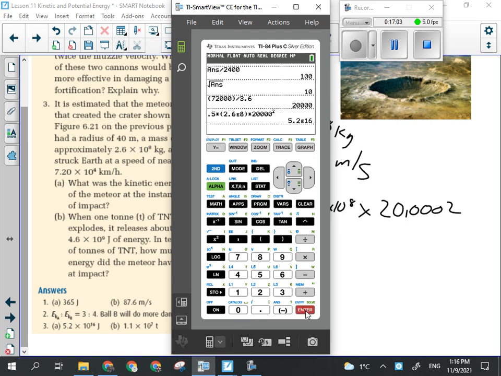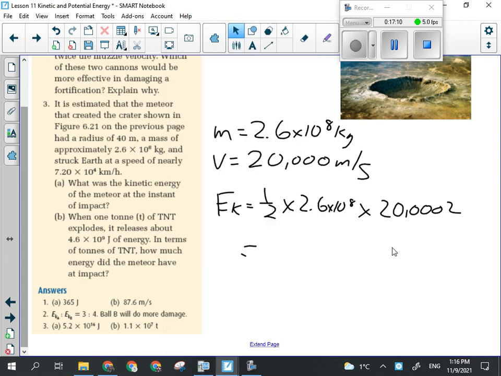Okay, I'm getting times 10 to the 16. I got it. All right, so 5.2 times 10 to the 16 joules. All right, so that's a lot of energy.